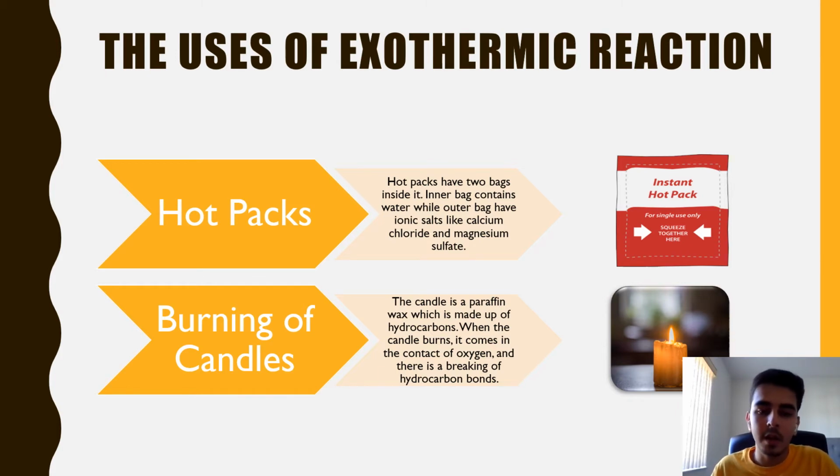In the burning of candles, the candle is a paraffin wax which is made of hydrocarbons. When the candle burns, it comes in contact with oxygen and there is a breaking of hydrocarbon bonds. That is why the release of energy takes place and the burning of a candle is an exothermic reaction. Candles can be used as a light source.